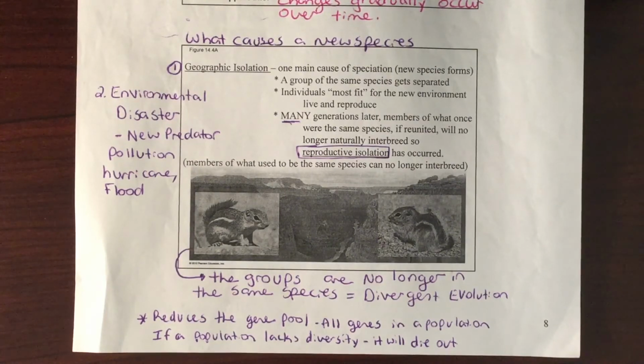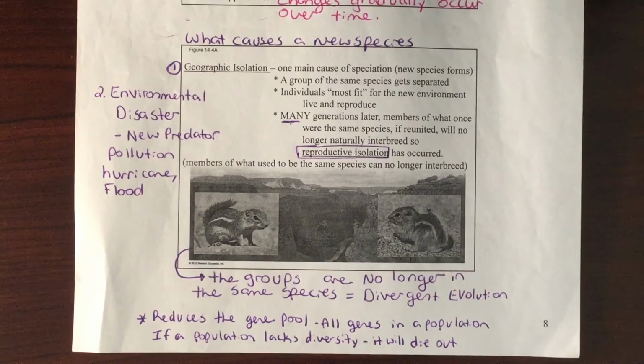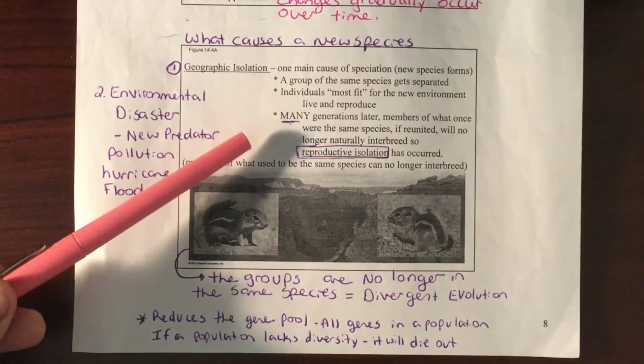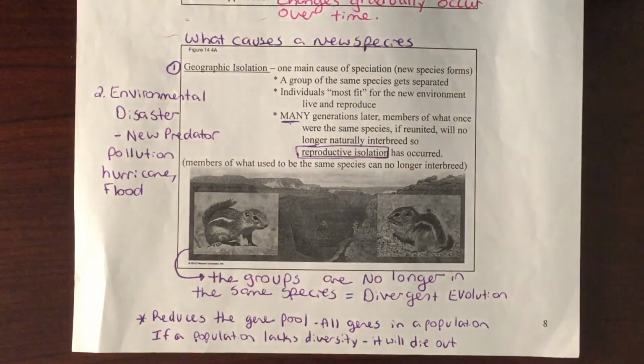Many generations later, because variations are causing them to be a little bit different from each other, and each favorable variation gets passed on and on and on, eventually they're going to be a little different from each other. So many generations later, even if they do come back together, they're no longer able to interbreed. So we have this reproductive isolation that's occurred. Members of what used to be the same species can't interbreed anymore because they're a little bit different from each other. Variations got passed on, favorable variations survive, and they start to become different species.